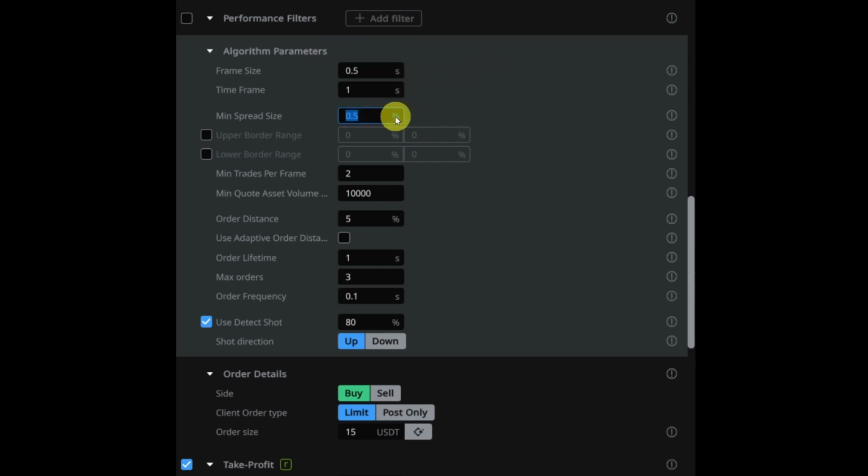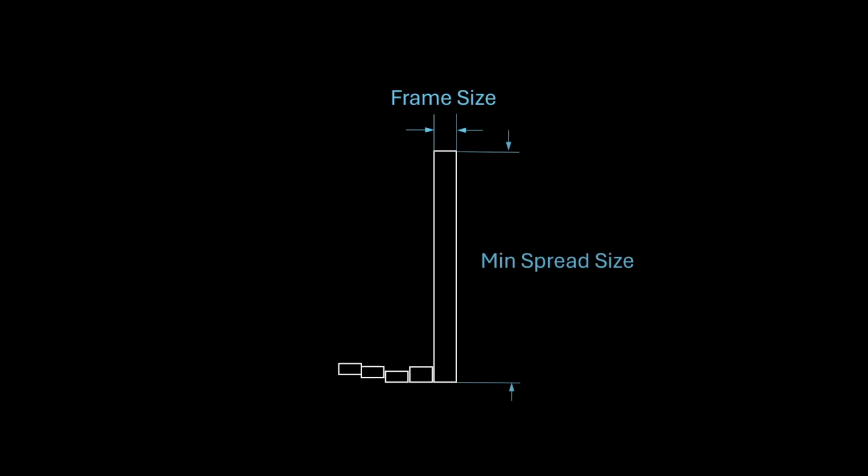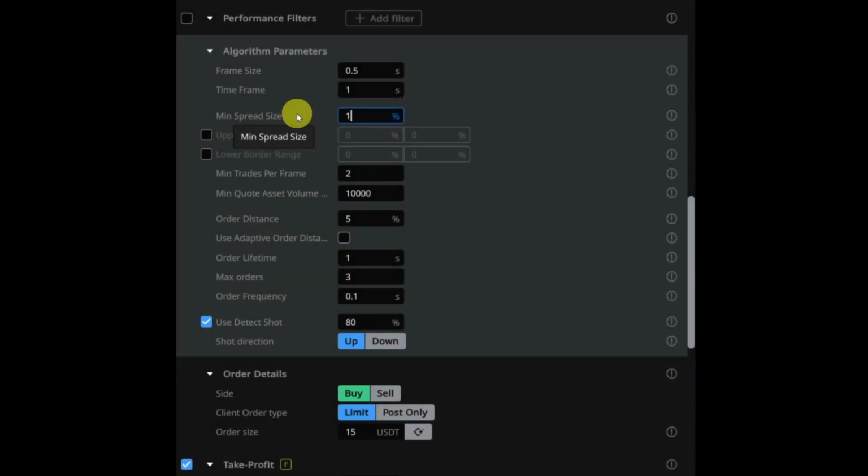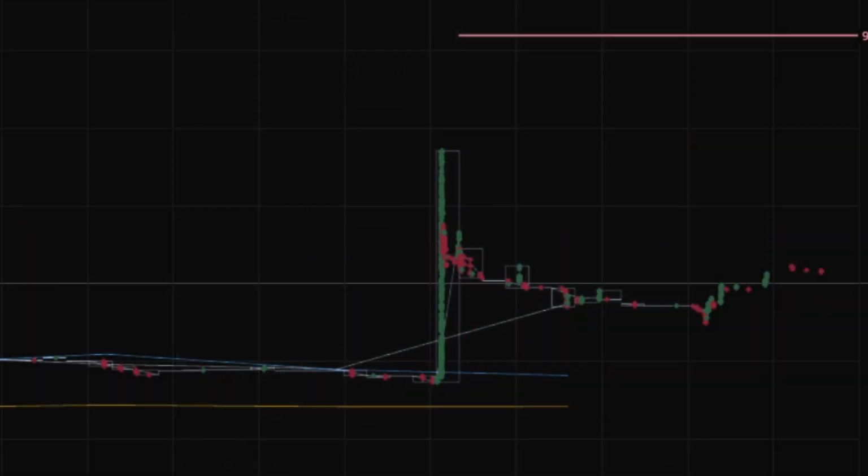Speaking of distance, the minimum shot size for the algorithm to detect is taken care of by the minimum spread size field. Pretty simple. If you set it at 1%, the algo will ignore any movement smaller than that, and will accept any movement of 1% or above. The shot size itself is taken simply as the spread size within the frame.